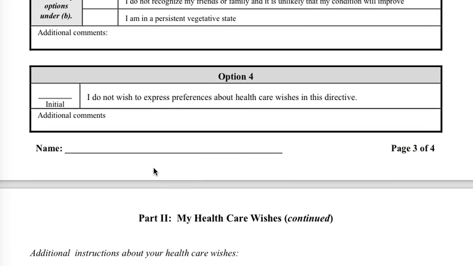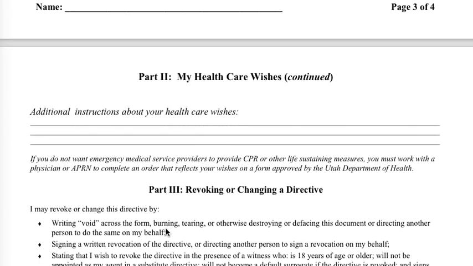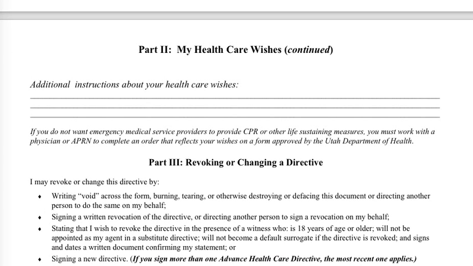Option 4 allows you to omit the expression of your preferences. This is generally used for those who simply want to appoint an agent but do not want to state their healthcare preferences. Please note that at the end of Part 2, it states that you need to work through a physician or other approved healthcare professional to complete a Department of Health form regarding withholding of CPR or other life-sustaining treatment in the event of an emergency.